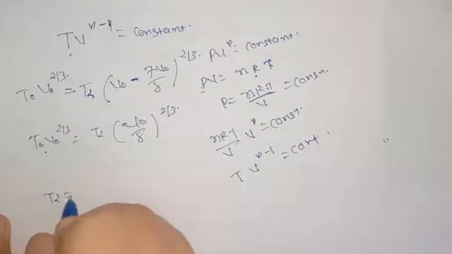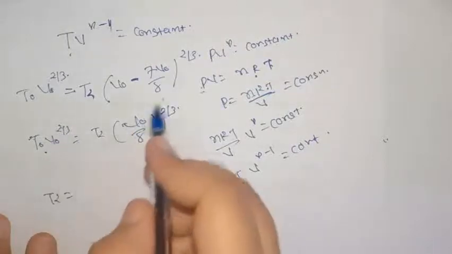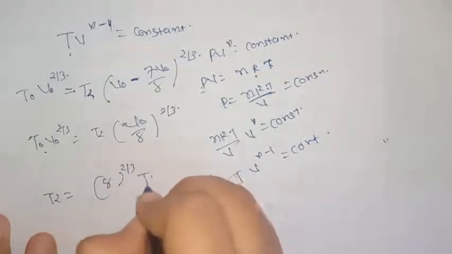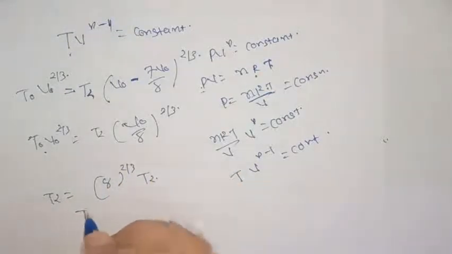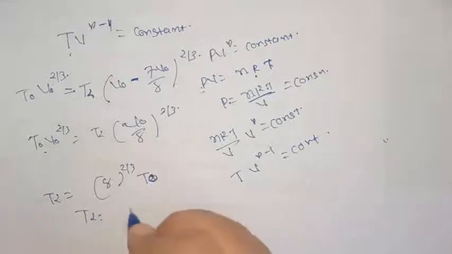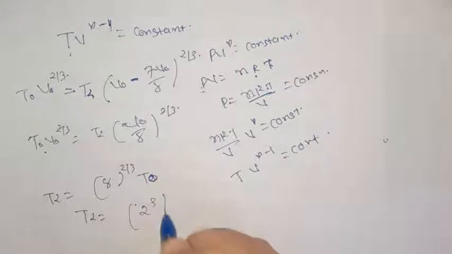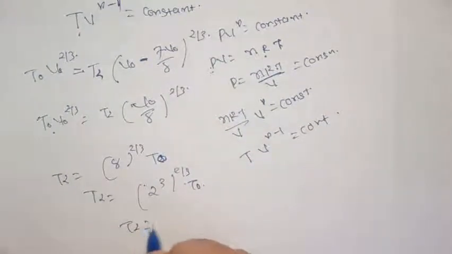So T2 will be equal to V naught power 2 by 3, the V naught power 2 by 3 will cancel out, 8 power 2 by 3 into T naught. So T2 will be equal to 2 cube whole power 2 by 3 T naught. So T2 will be equal to 4 T naught.